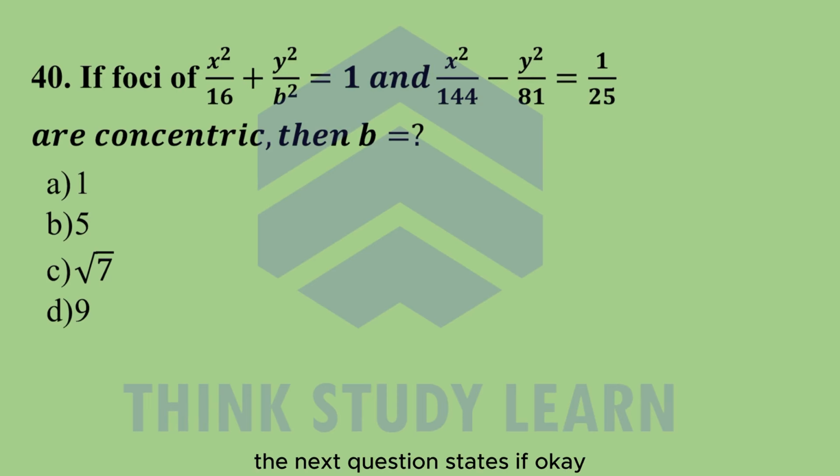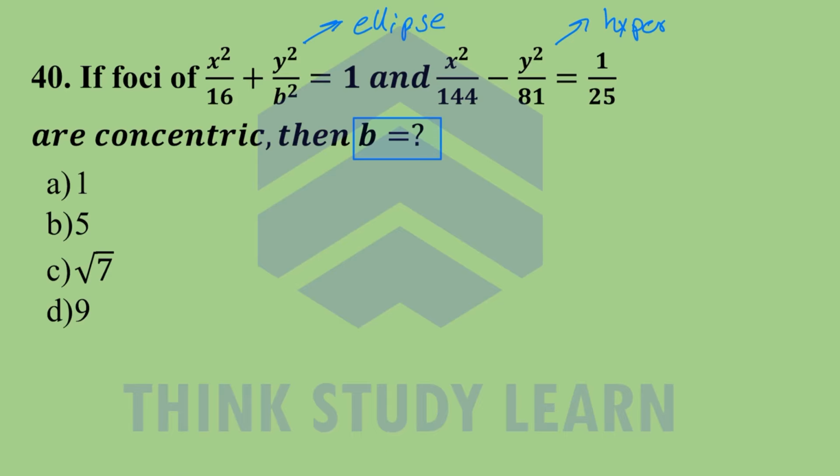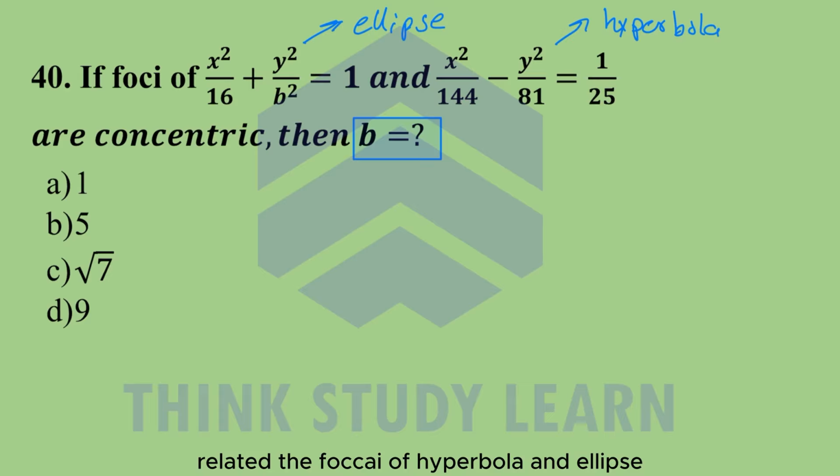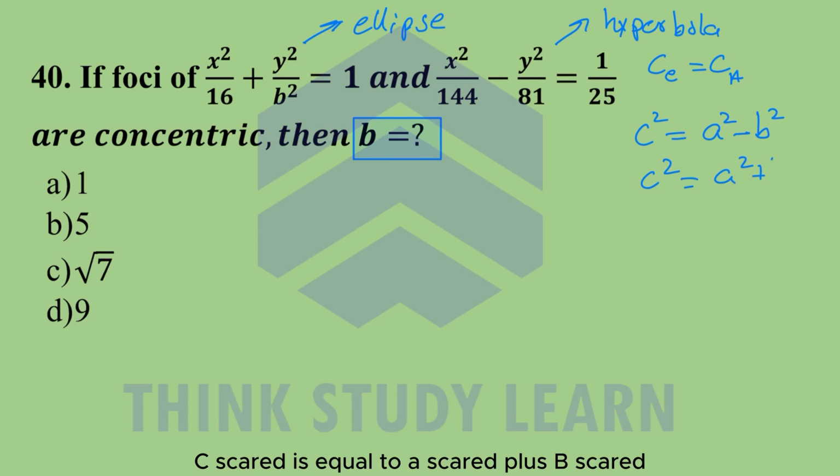The next question states, if the foci of the two given conics are concentric, then we have to find the value of b. So looking at the equations given to us, this equation is the equation of an ellipse and this is the equation of a hyperbola. So we will relate the foci of the hyperbola and the ellipse. We know that c ellipse is equal to c hyperbola. So the formula for the ellipse is c square is equal to a square minus b square, and for the hyperbola c square is equal to a square plus b square.